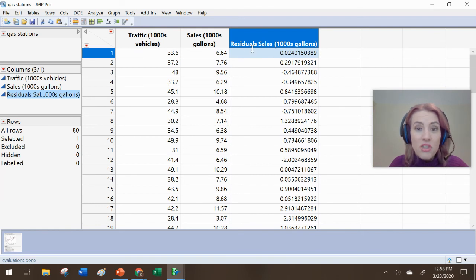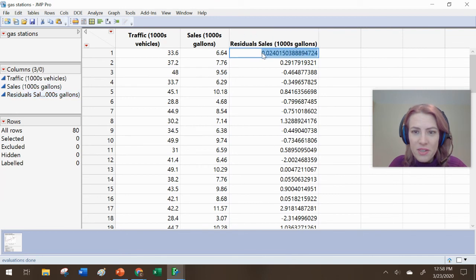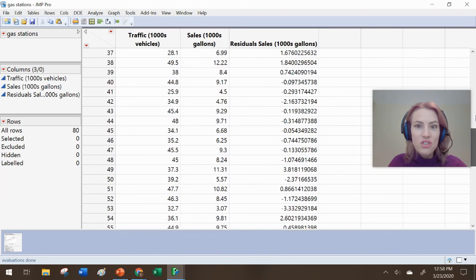So you know how to calculate these errors or these residuals. We did one in the previous video. You hopefully did 2 on homework 8. It's just that JMP can now calculate all 80 of them in just a few clicks.